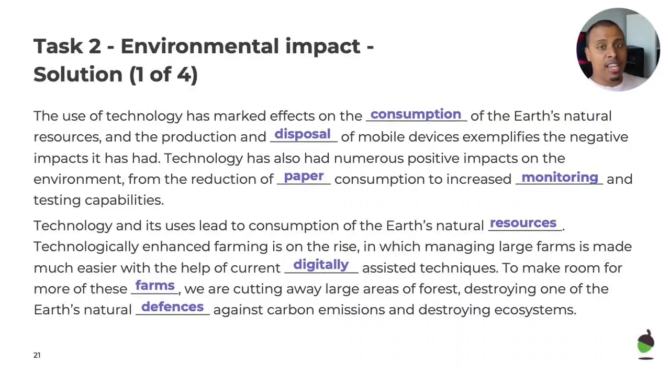Technologically enhanced farming is on the rise, in which managing large farms is made much easier with the help of digitally assisted techniques. To make room for more of these farms, we are cutting away large areas of forests, destroying one of Earth's natural defences against carbon emissions and destroying ecosystems.